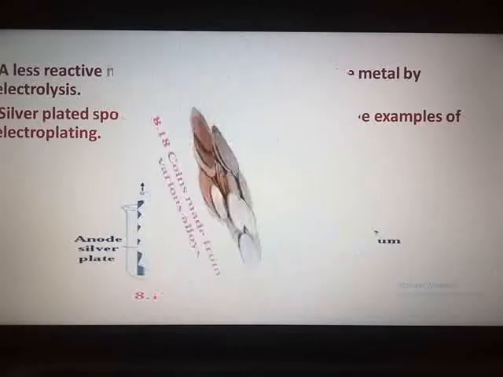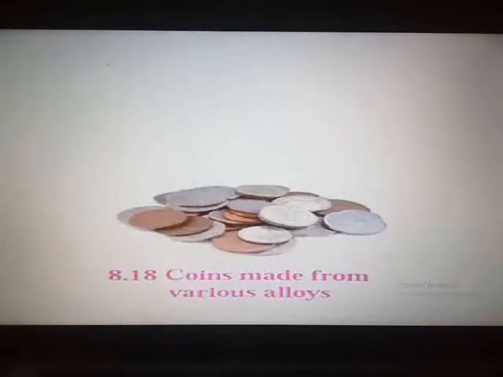And the last one is alloying. Now you know that the majority of the metallic substances used presently are in the form of alloys, and the main intention behind this is to decrease the intensity of corrosion of metals.